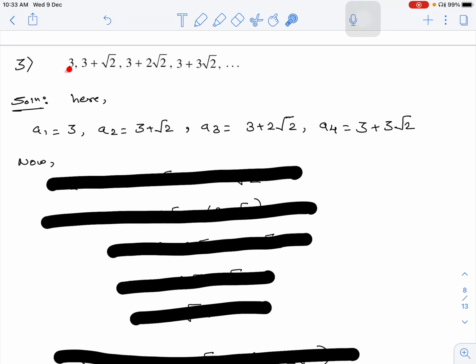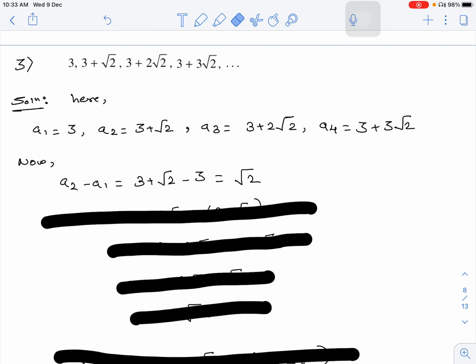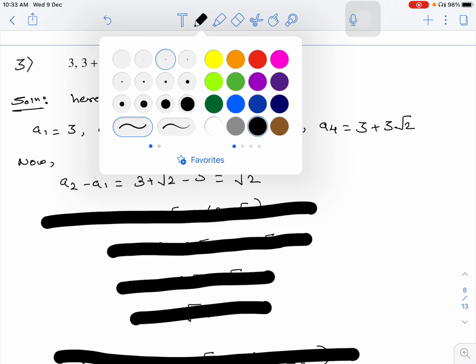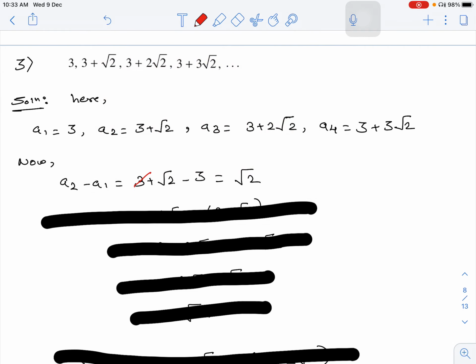A1, that is our first term, is equal to 3. A2 is 3 plus root 2, A3 is 3 plus 2 root 2 and A4 is 3 plus 3 root 2. Now we have to find the difference to check whether they are forming an AP or not. So A2 minus A1 is given as 3 plus root 2, that is the value of A2, minus 3. Now what will happen in this one? This 3 and this 3 will get cancelled. So what will be remaining?